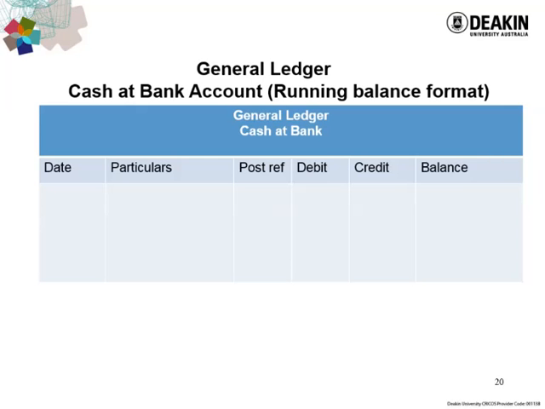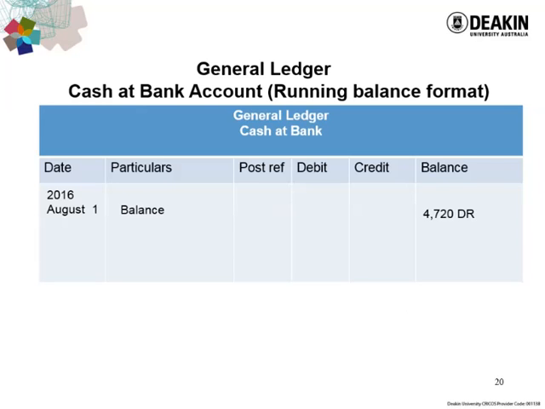The next thing is to update your cash at bank general ledger account. A ledger account has two formats. In the past, we used T accounts. In today's topic, we present the second format, which is what you have seen here, the running balance method. Under the running balance method, after every single line of entry, we will update the balance immediately.